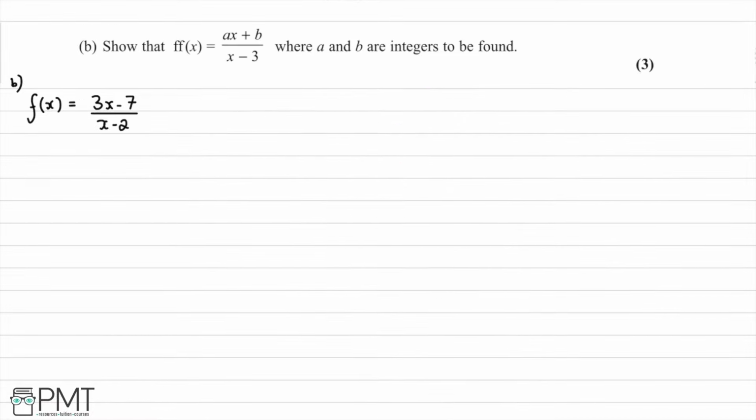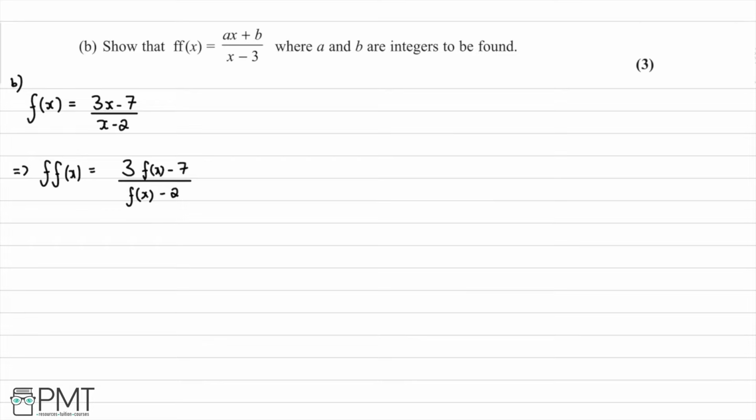So in part B of this question, we're asked to show that f of x is equal to ax plus b over x minus 3, where a and b are integers to be found. So here we are wanting to do a composition of functions, so we'll take our function f of x and then substitute this in to our function f of x. So basically every time we see an x, so here and here, we're going to insert our whole function into that. So therefore, we'll have that f of x is going to be equal to 3 lots of f of x minus 7, and then we divide this by f of x minus 2.